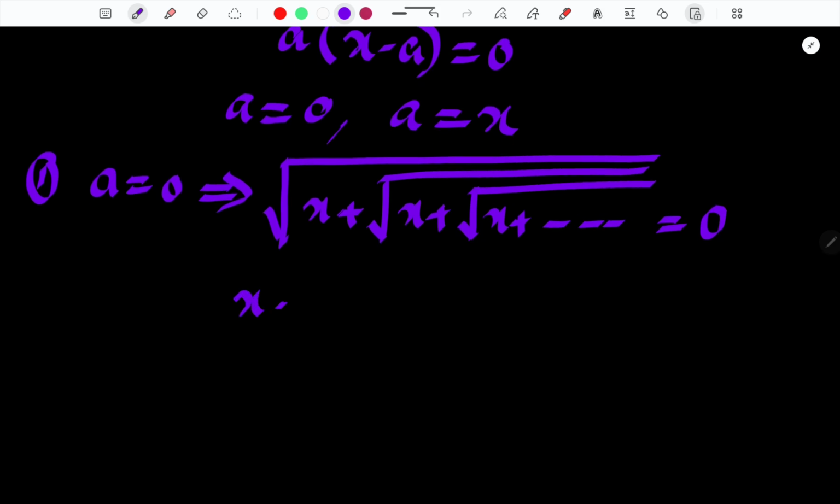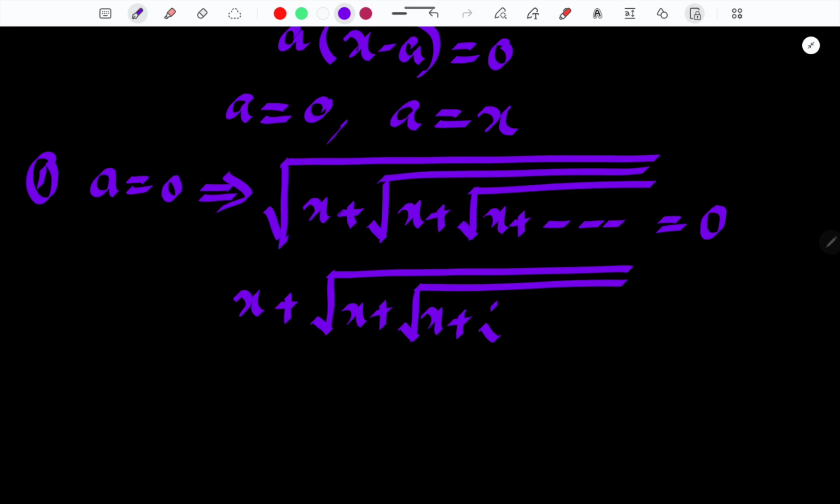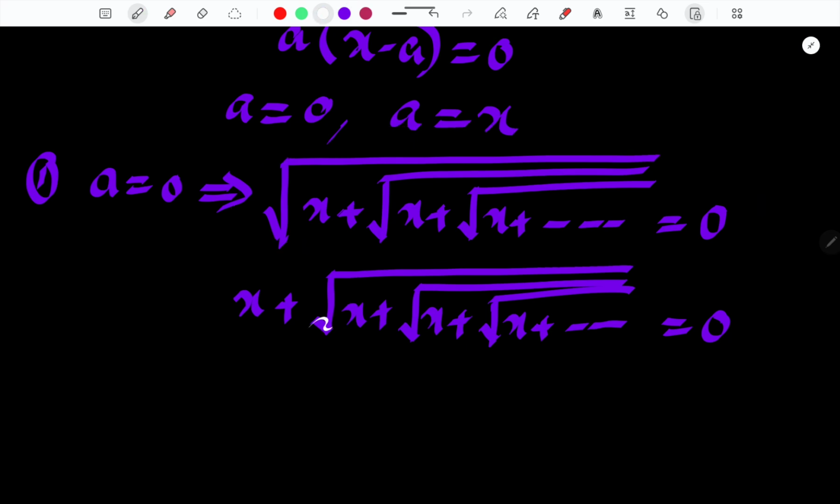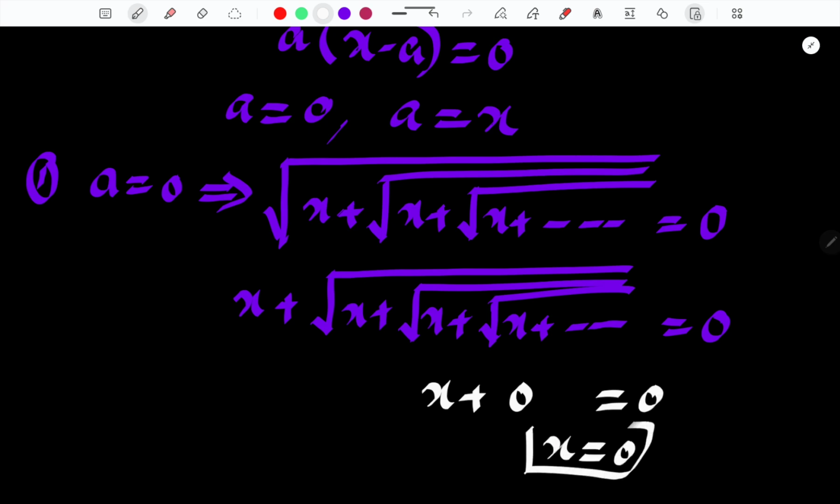If you square both sides, you will get x plus root of x plus root of x plus root of x plus so on. You will get 0 square, it is 0. If you observe this part and this part, both are same, therefore this part we can write as 0. This part we are writing as 0, therefore that equals 0. Therefore x equals 0. This is one solution for x. Here x equals 0 is one solution.